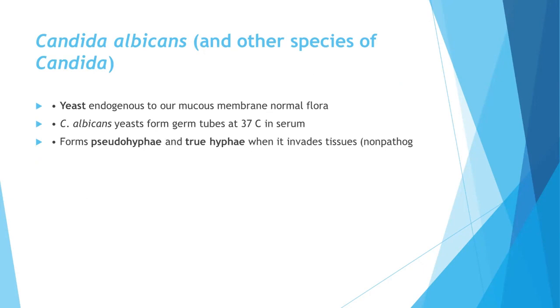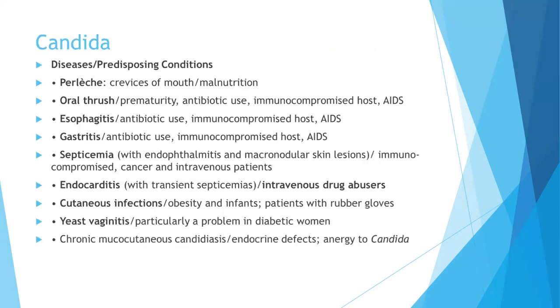Now let's talk about Candida albicans. It is a yeast endogenous to our mucous membranes, our normal flora. Candida albicans yeasts form germ tubes at 37 degrees Celsius in serum. It forms pseudohyphae and true hyphae where it invades the tissues.